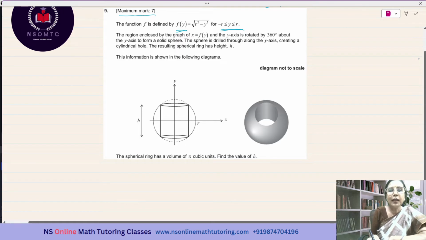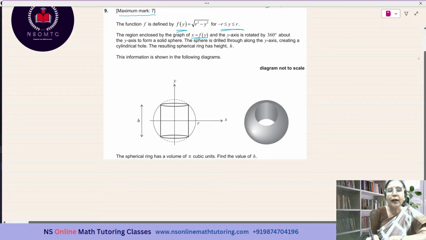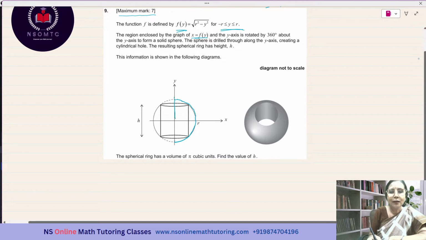The region enclosed by the graph of x equal to f of y and the y-axis, this is the region enclosed between this graph of x equal to f of y and the y-axis. This is the region. This part is in fact a semicircle. This is rotated by 360 degrees about the y-axis to form a solid sphere.